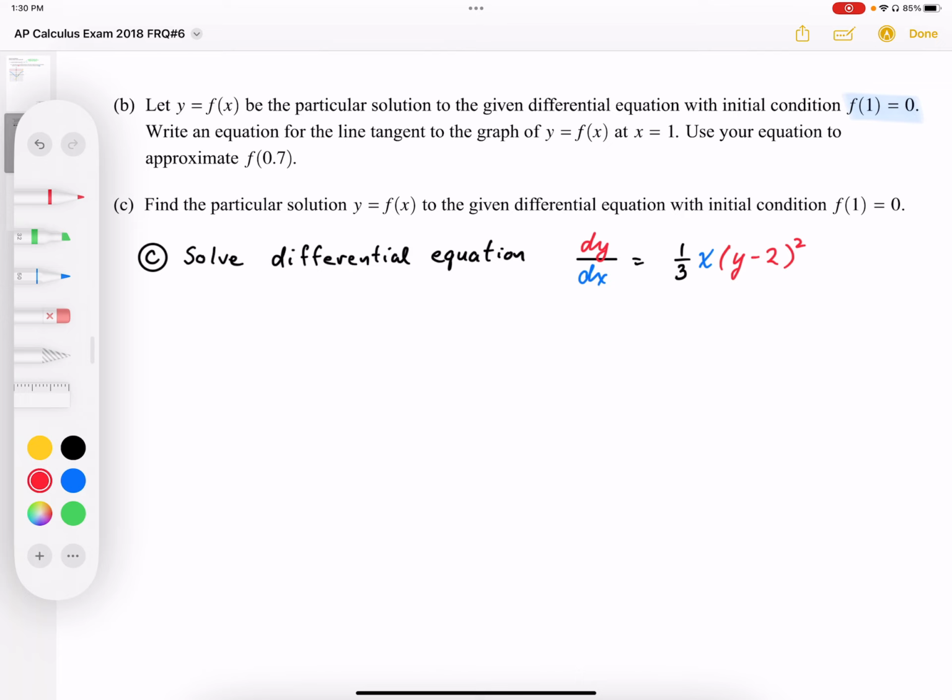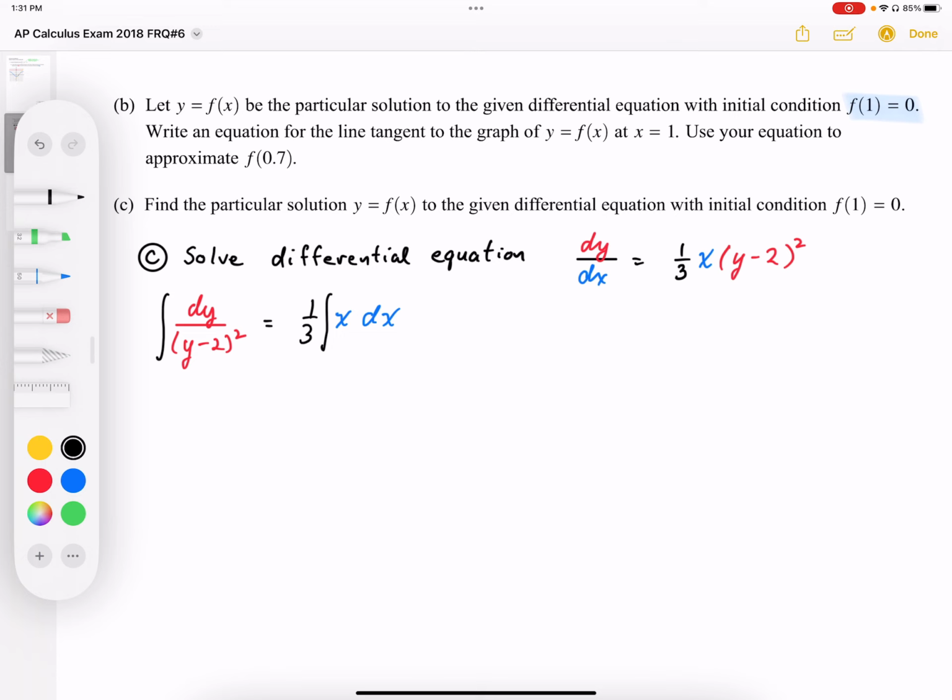So I'm going to first of all separate the variables. So dy goes with y. So I'm going to have dy over (y minus 2) squared. That's going to be equal to 1/3, and then the x is going to go with the dx. So the dx comes to the other side. So I've separated my variables. I'm going to integrate both sides.